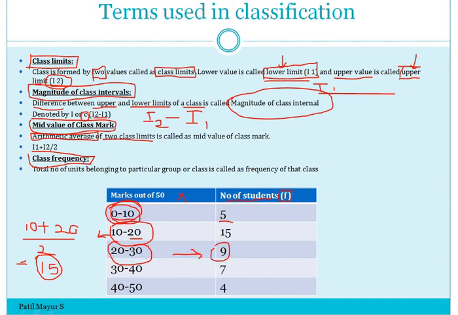So what is class frequency? It can be defined as the total number of units belonging to a particular group or class. Here, if we see this class 20 to 30, how many units belong to this class? 9. So that 9 becomes the class frequency. I hope you have understood all these terms which are used in the classification. Then we'll move forward.